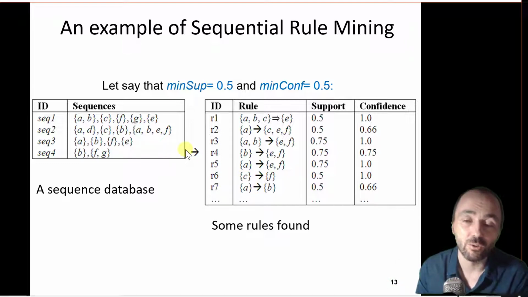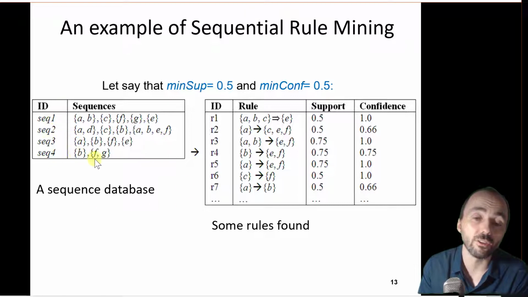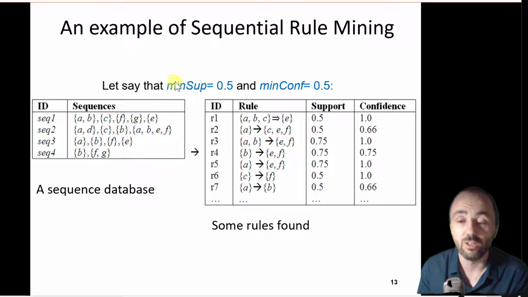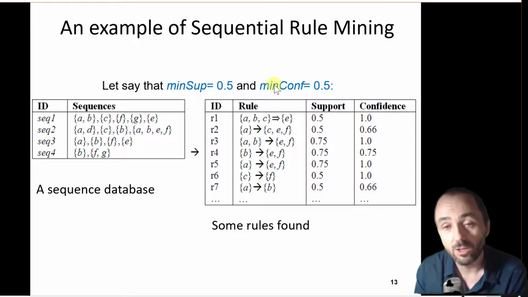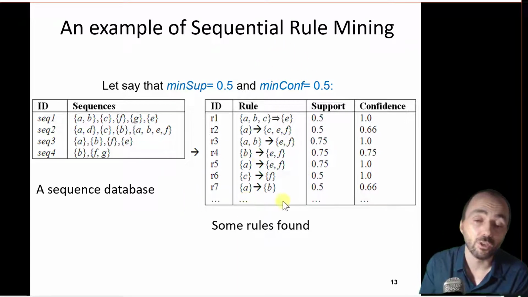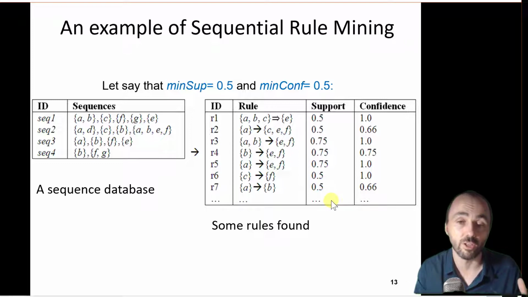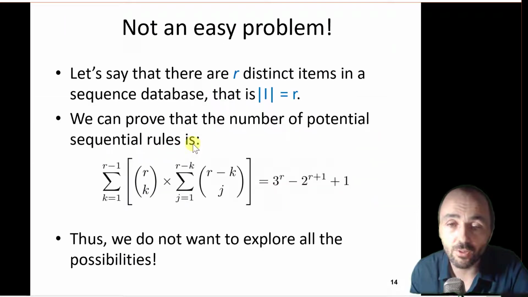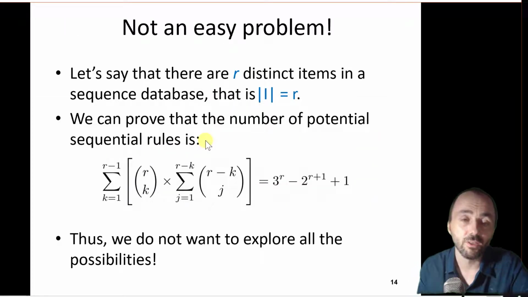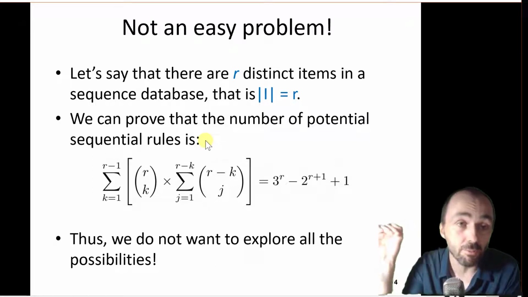We want to find the sequential rules in the database, as you can see on the left, given some parameters that are set by the user. Here I did not show all the rules, I show some of them. So now, how can we do this? It is not an easy problem, actually.